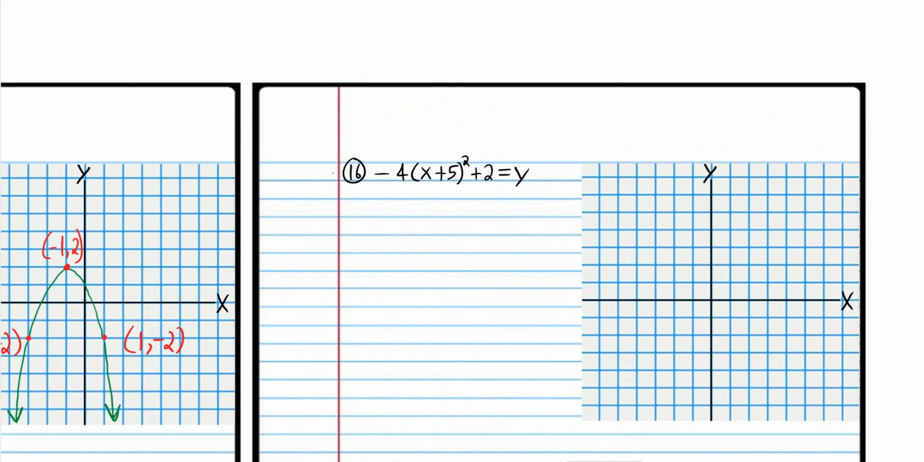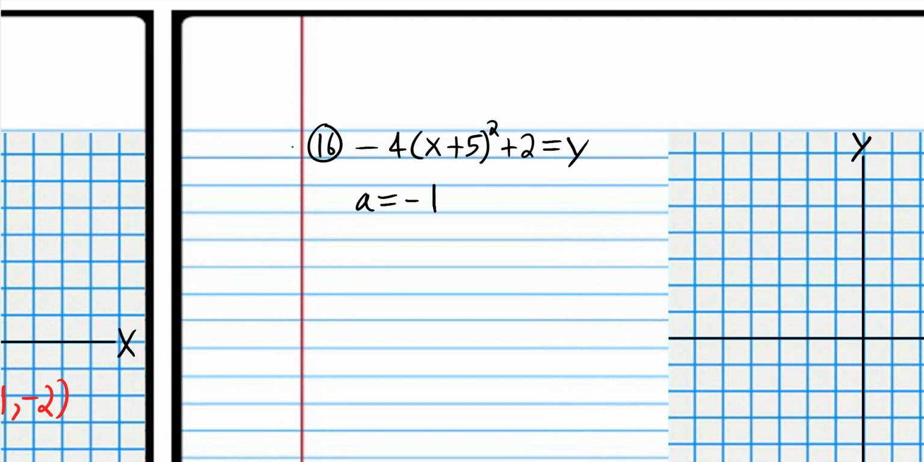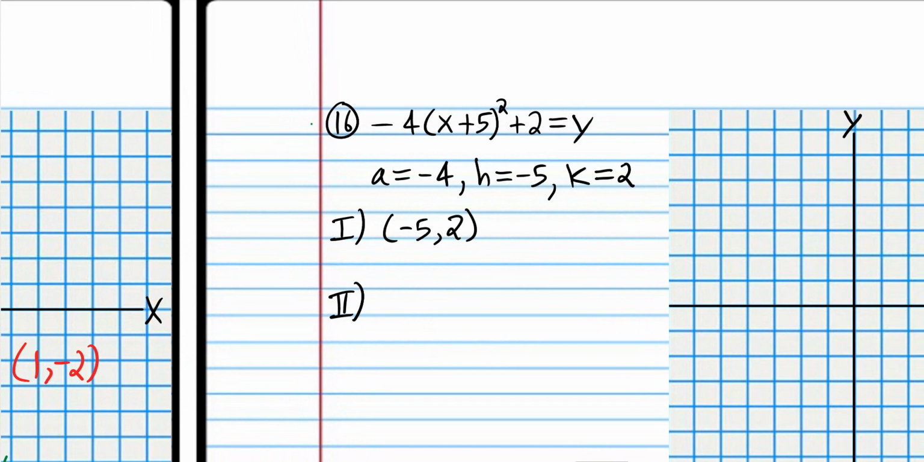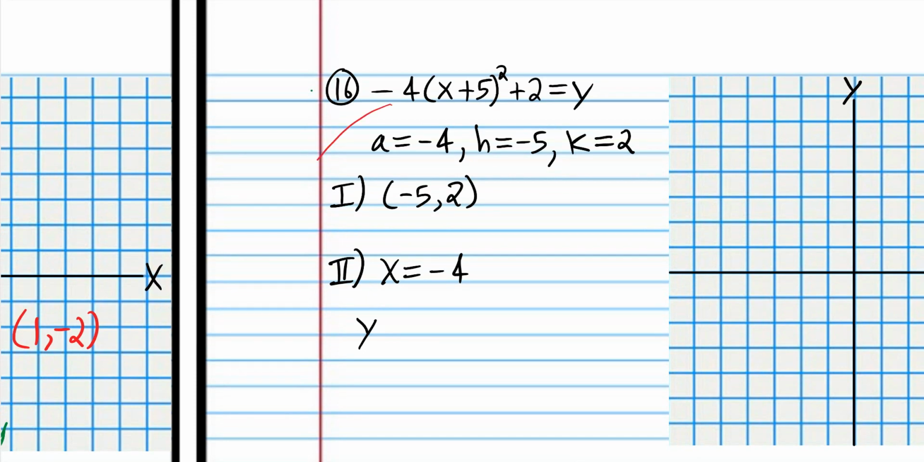All right, we're back. So a is equal to -4, h is equal to -5, and k is equal to 2. Again, we change this sign, but we keep this sign. Step 1 is to find the vertex, and we already know the vertex is (-5, 2). Step 2 is to find another point around the vertex. So I'm going to try letting x equal -4. Then we're going to find the corresponding y value by plugging it into the original equation. So we have -4 times (-4 + 5)² + 2.